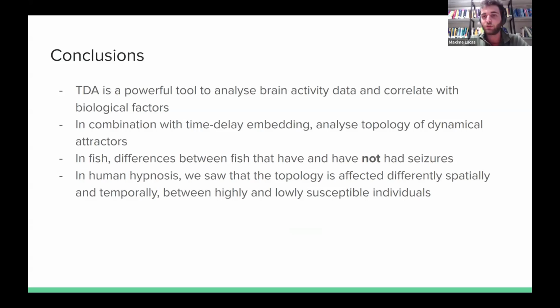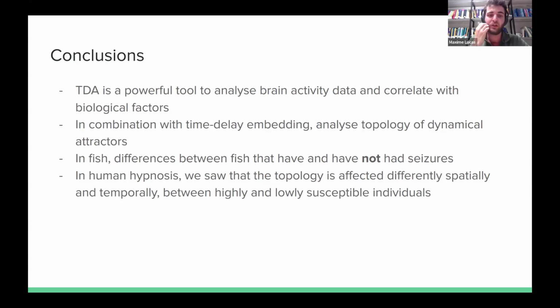Basically I showed you 2 studies with examples of how TDA can be a powerful tool to analyze brain activity, and especially to try and correlate the changes in topology with different biological factors. That's the interesting bit, when we can correlate what's happening with different biological factors or conditions. I was lucky to have collaborators that had data sets with controls, either genetic mutations or different patients.